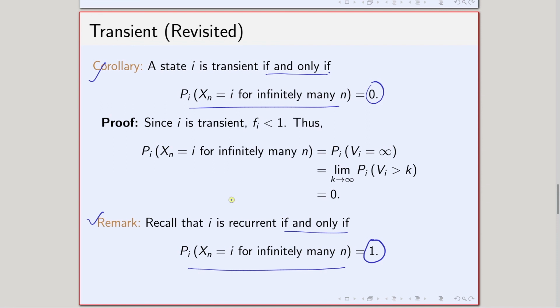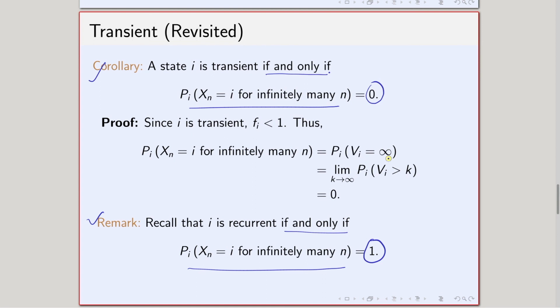So the proof is very simple. Notice that this statement is basically equivalent to writing that the number of visits to state I is infinity. That I is visited for infinitely many n basically means that the number of visits to state I is infinity. Now this probability is the same as this limit. The reason being that when k goes to infinity, Vi is greater than any finite thing, that means Vi is infinity. That's why this probability is the same as the limit of this probability.